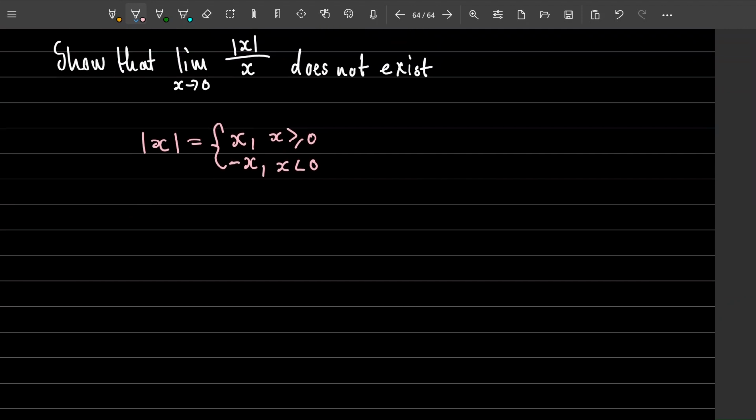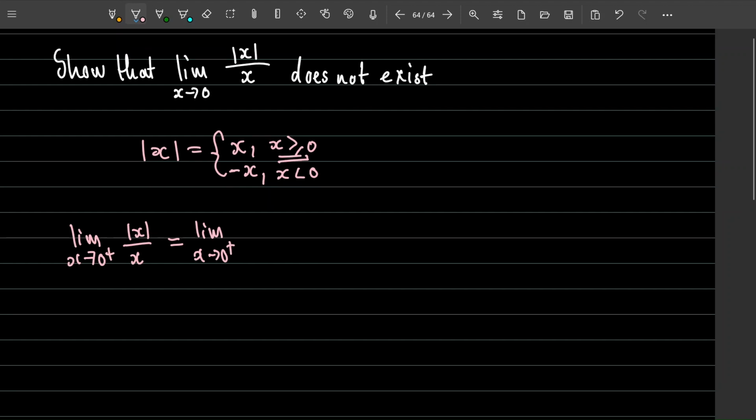So now you can say the limit as x approaches 0 from the right, you do one at a time, of modulus of x over x. This will be equal to the limit as x approaches 0 from the right of, what is it? If you're coming from the right, that means you're greater than or equal to 0. So what do you pick?